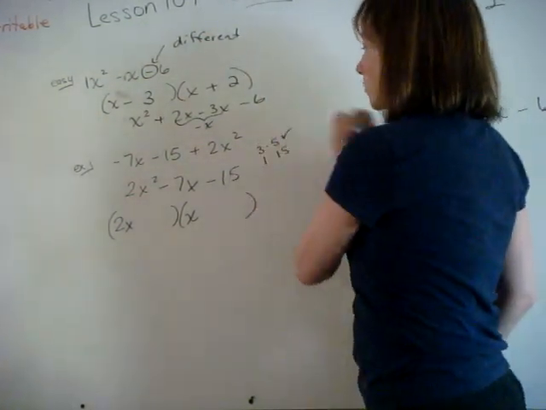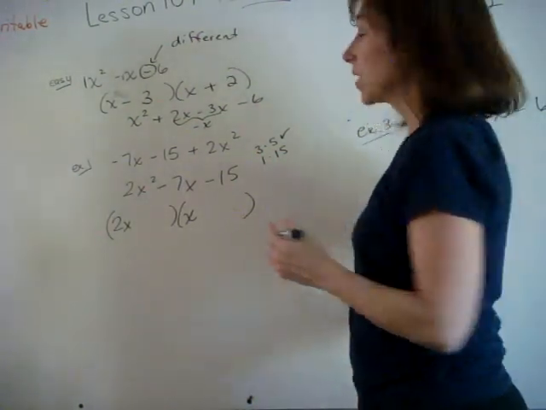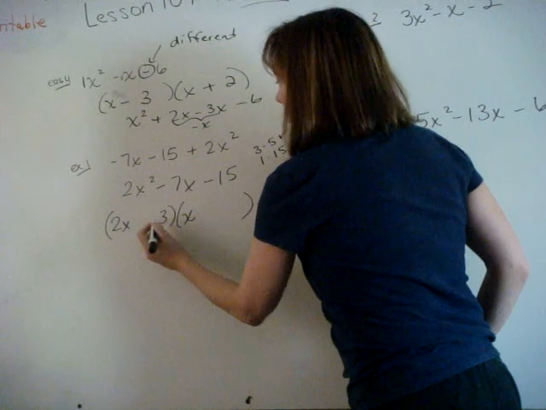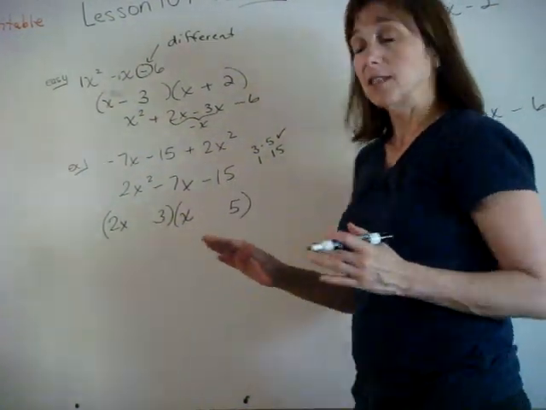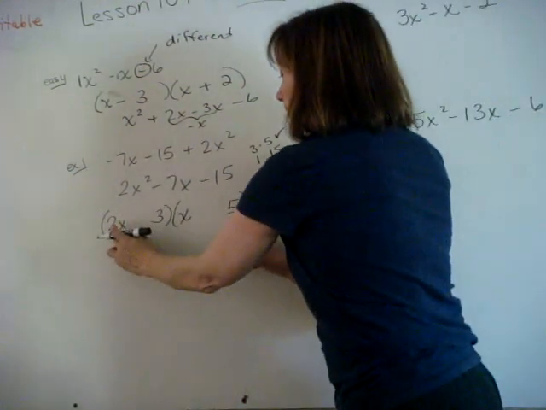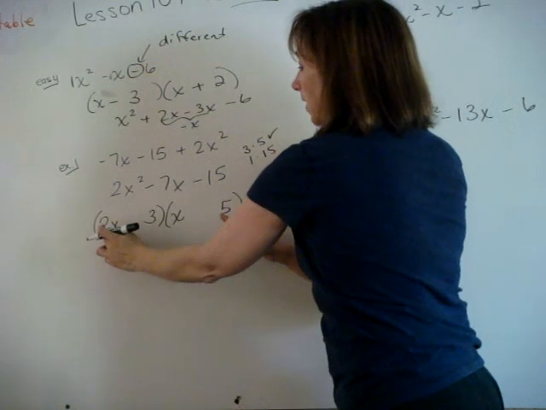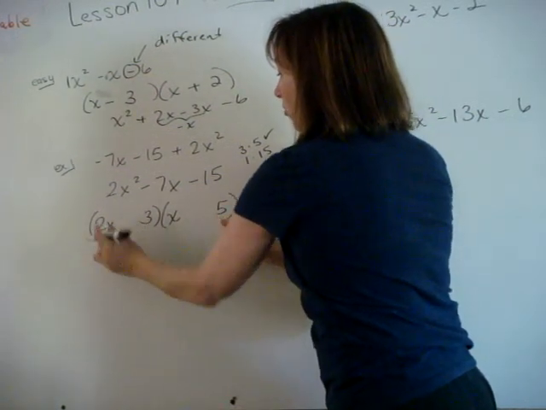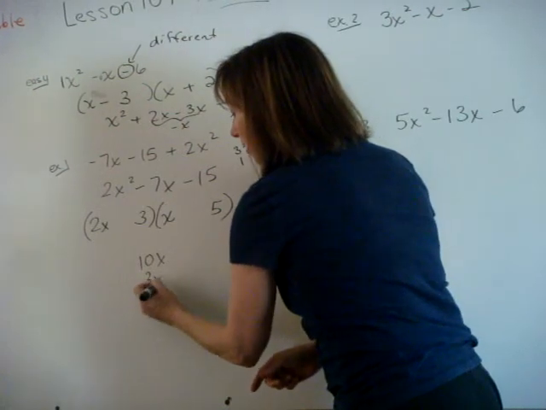So I'm going to take this first one. It's usually not the 1 times the number, but not always. So I'm going to just put my 3. I'm just going to be random here and put my 5 there. Now here's the difference. We have to check the outer. Just like in FOIL, the outer and the inner gives us the middle. We have to check the outer and the inner. So if we do the outer, we're going to get 10x. And if we do the inner, we get 3x. And I got really lucky there.